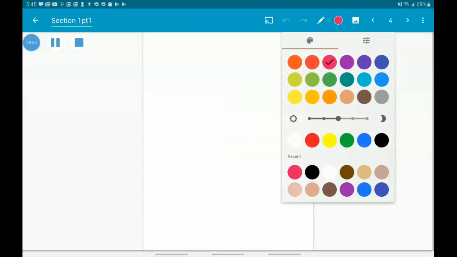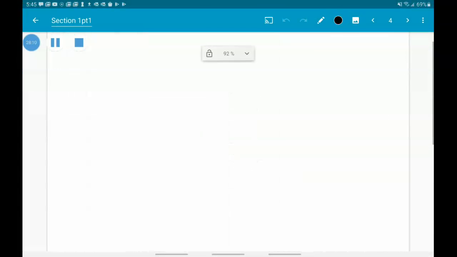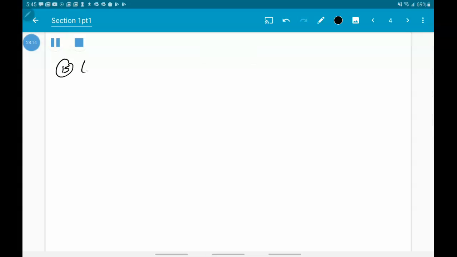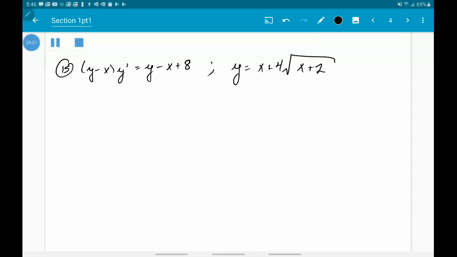So I'm going to insert a page because I'm going to need more room. And I'm just going to rewrite some things. So we have y minus x times y prime equals y minus x plus 8. They're telling us the solution is y equals x plus 4 square root x plus 2. They're saying explicit because they have solved this equation for y. That's why it's called an explicit solution.